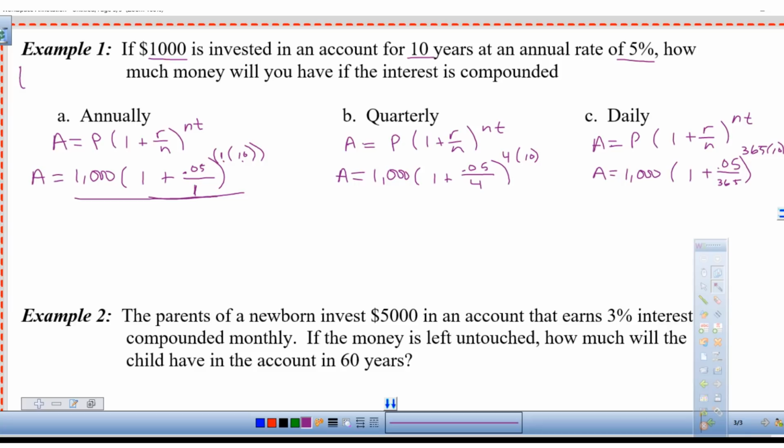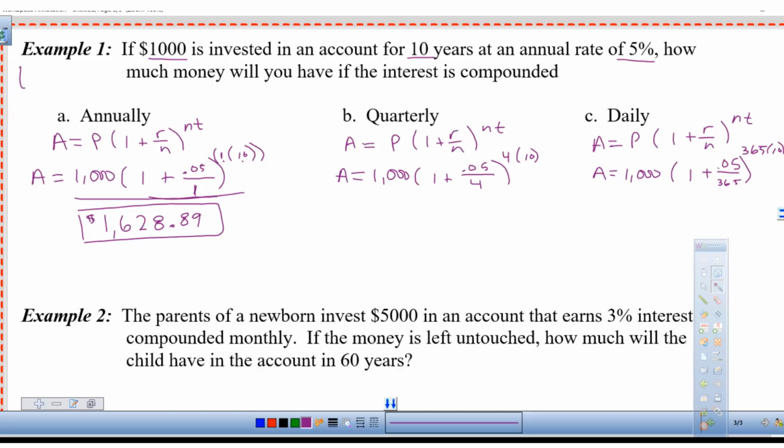So go 1,000, parenthesis, 1 plus 0.05, close it off, raise it to the, now go parenthesis, 1 times 10, close it, enter, and there you go. With money, we're always going to round it to the nearest cent. So it's 1,628.89. Put a $ sign as your label, and then you're done. Okay? I know you could have put in a 10, but I want you to practice putting it in as 1 times 10, really stressing the fact that you need a parenthesis.